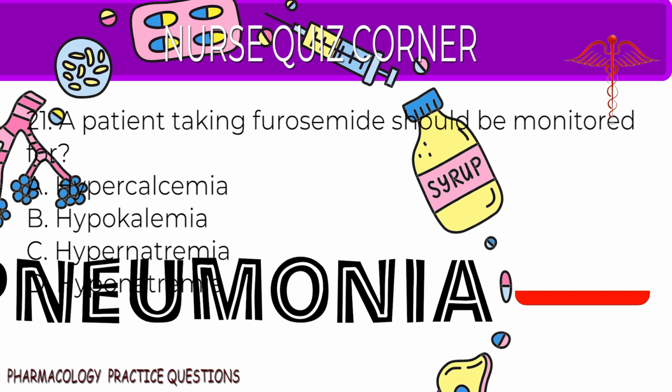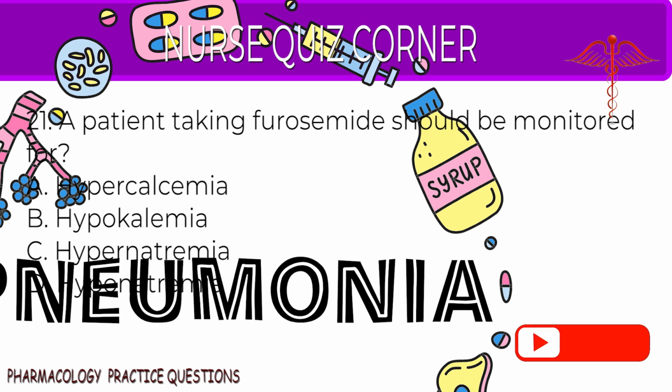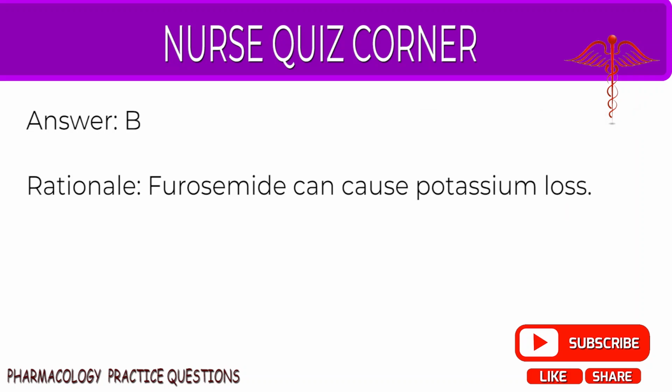21. A patient taking furosemide should be monitored for A. Hypercalcemia, B. Hypokalemia, C. Hypernatremia, D. Hyponatremia. Answer: B. Rationale: furosemide can cause potassium loss.